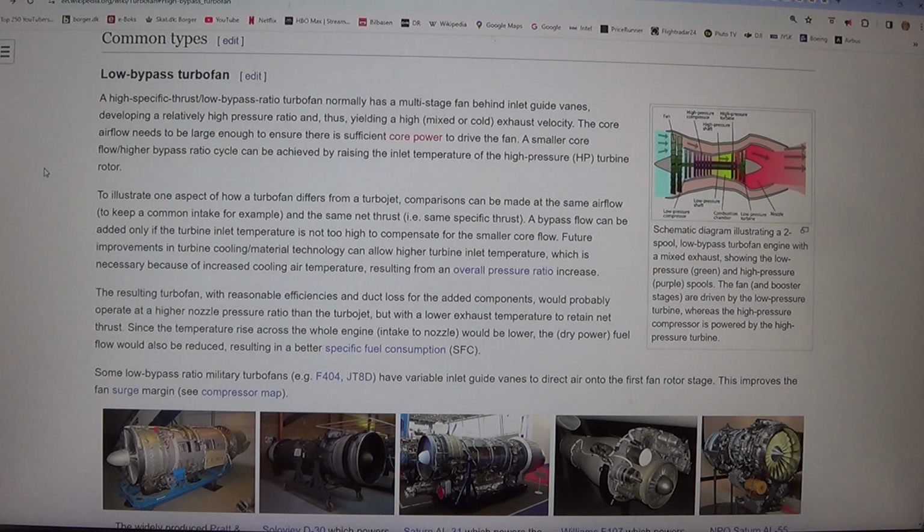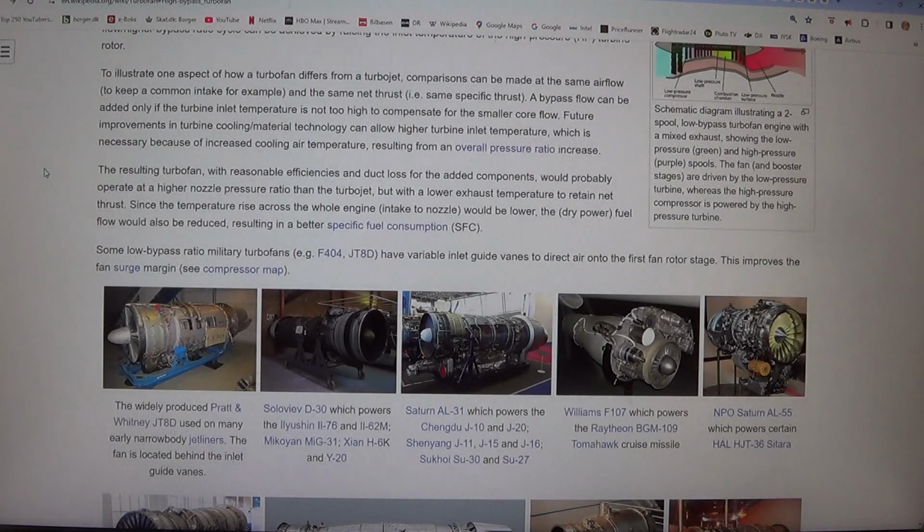To illustrate one aspect of how a turbofan differs from a turbojet, comparisons can be made at the same airflow, to keep a common intake for example, and the same net thrust, i.e. same specific thrust. A bypass flow can be added only if the turbine inlet temperature is not too high to compensate for the smaller core flow. Future improvements in turbine cooling and material technology can allow higher turbine inlet temperature, which is necessary because of increased cooling air temperature, resulting from an overall pressure ratio increase.